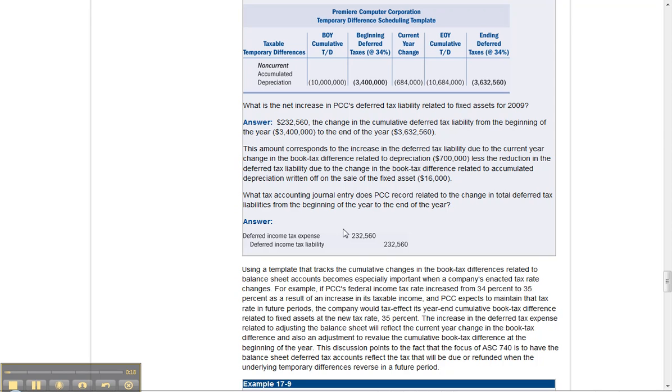Honestly, most of the time it's fine to just look at all the temporary differences together in one schedule like this, list them all out, and handle them in one lump sum. And that usually works. There is a reason why they keep them separate. We'll get to that in a little bit.